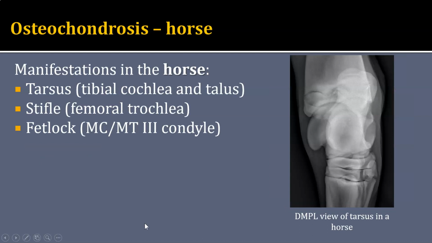Osteochondrosis in the horse affects the tarsus both at the tibial cochlea, or the distal aspect of the tibia, and the talus in several different sites. It will affect the stifle, specifically the femoral trochlea or trochlear ridges, and will affect the fetlock, and specifically this is the condyle or the distal part of the third metacarpal or metatarsal bone.